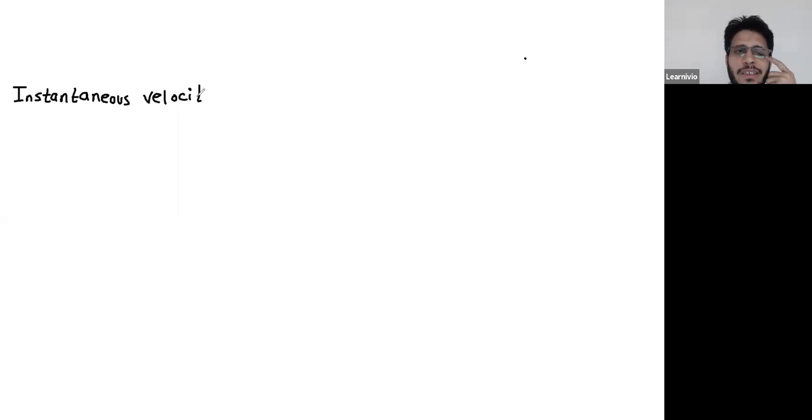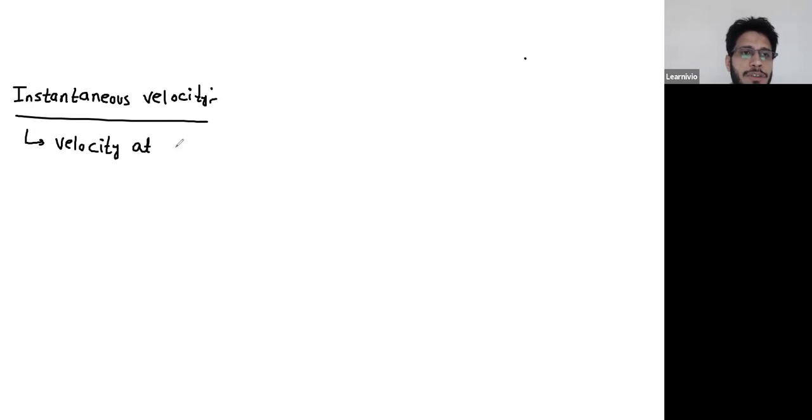Instantaneous velocity is just like instantaneous speed, only the difference is direction. So instantaneous velocity is velocity at a particular time instant.